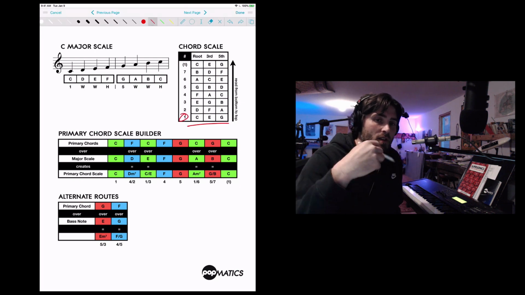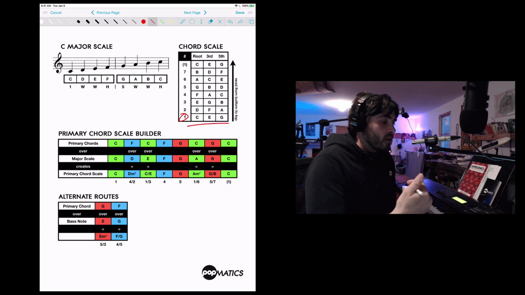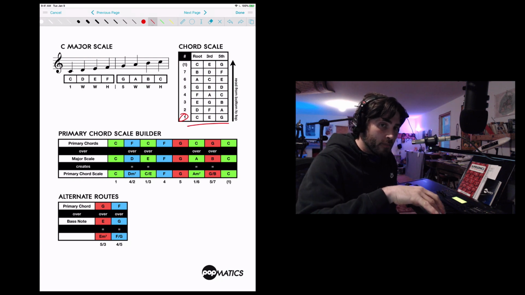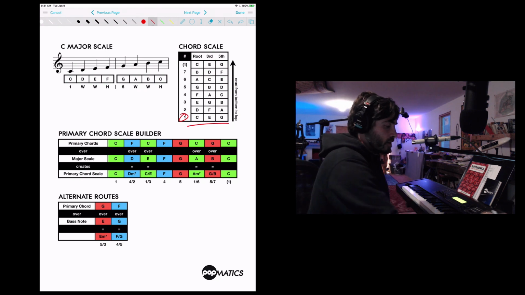What's cool about this is once you get into other keys where you have black keys, they'll be represented by black cells with white letters. So you'll actually see the shape of the chord. So when you see a D major chord, that F sharp, it's going to be a black cell with a white key in it.